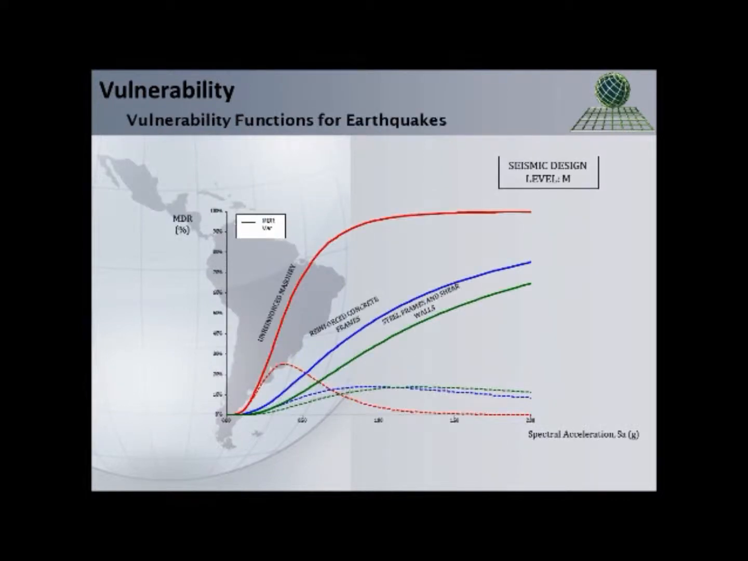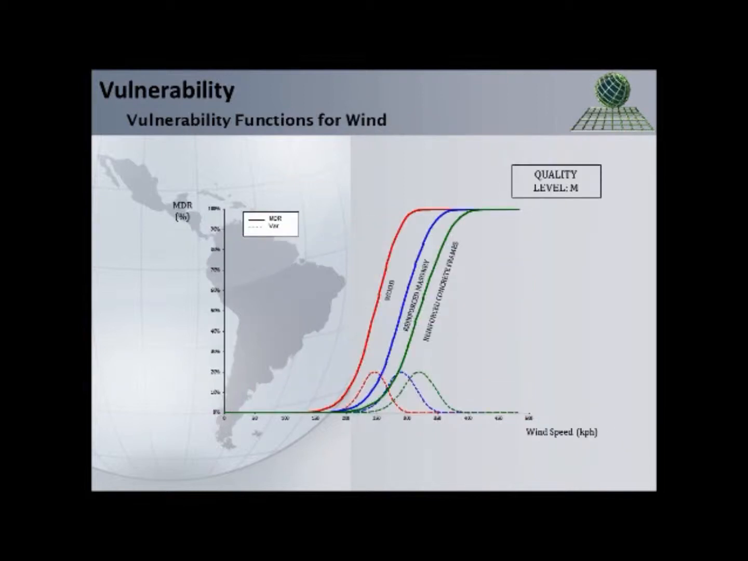This slide presents some of the employed vulnerability functions for earthquake and different building classes. In this specific case, the mean damage ratio is related to the spectral acceleration. This other slide shows some of the employed vulnerability functions for cyclone winds and different building classes. For this case, the mean damage ratio is related to the wind speed modeled in terms of 5 seconds wind gusts.